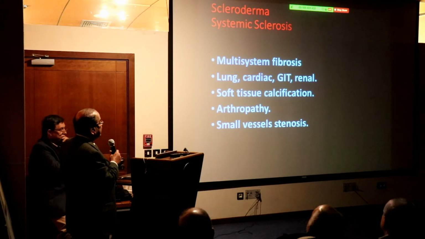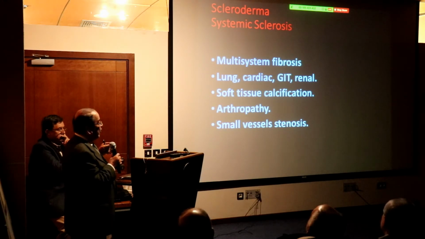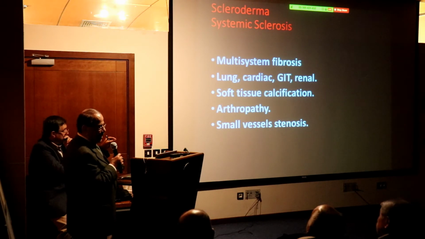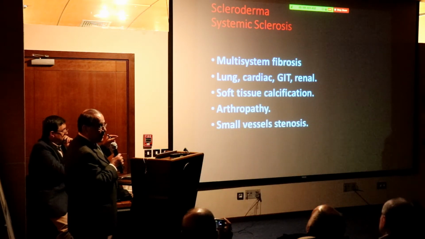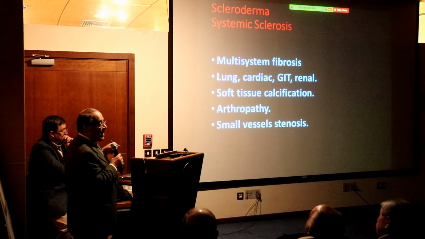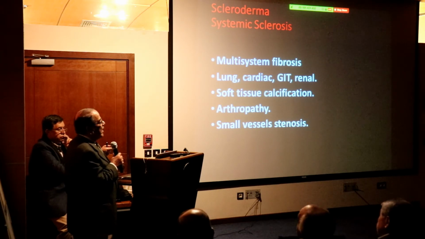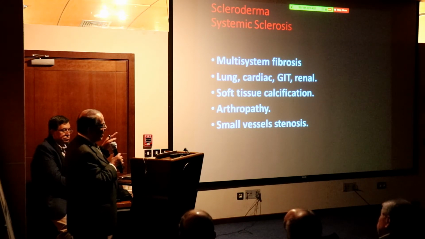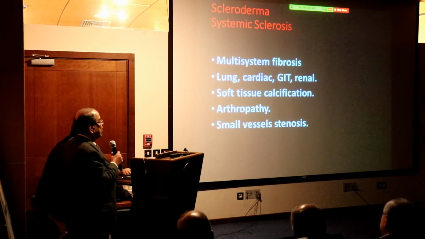No, the systemic is multi-system fibrosis. Usually it involves the lungs, heart, GI, and renal. The renal is the renal crisis. Usually, in the early stage of scleroderma, when they are giving steroids, they develop renal crisis in the form of microangiopathic hemolytic anemia and severe hypertension, and the treatment is the old medication, captopril. Also soft tissue calcification, arthritis, and small vessel stenosis.